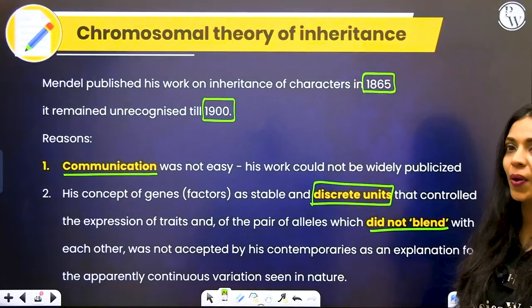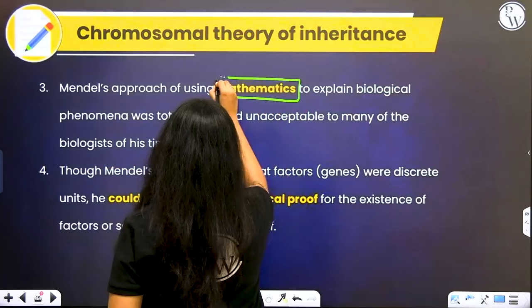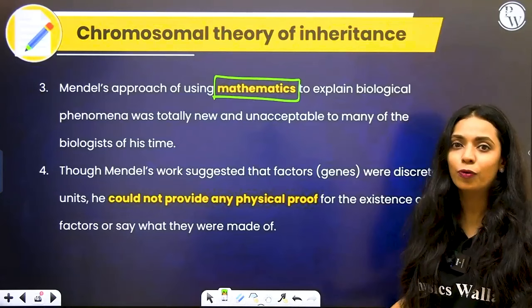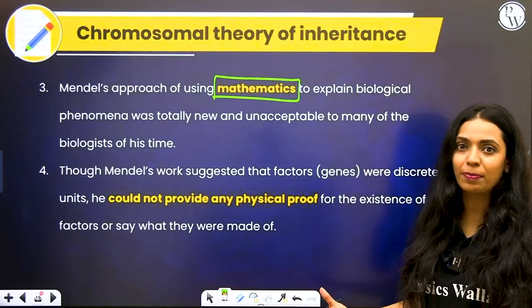The third reason is that, like I already mentioned, he used mathematics to explain biology. Most people could not understand it because it was very new for them. Like I mentioned, he's the first person to have done it. Nobody had done it before. It was not familiar to a lot of people, so they did not quite understand what he was trying to do.